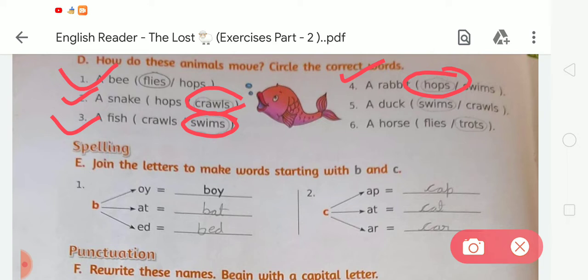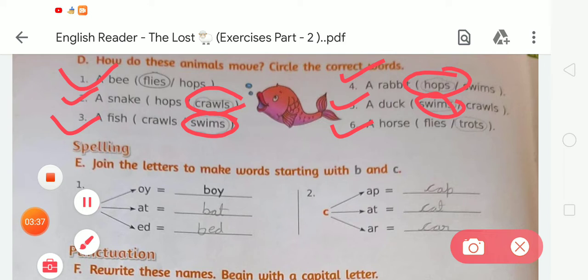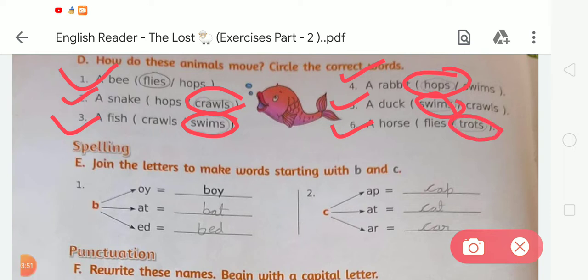Okay students, now the next animal is a duck. Tell me which option is correct. There are two options: first is swim and the other is crawls. The movement of a duck is swim, so we have to circle the word swims. The spelling of swims is S-W-I-M-S, swims. Now the next, number 6, is a horse. The movement of a horse is flies or trots. Students, tell me which one is correct. The word trots is correct, so we have to circle the word trots.